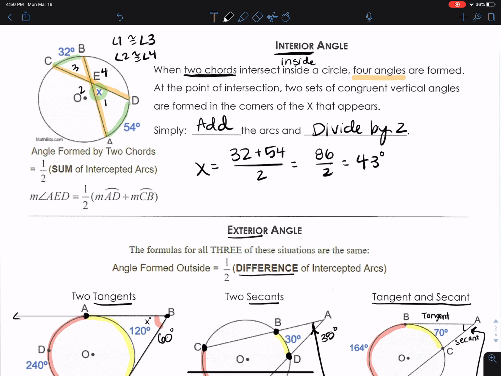So make sure that you practice and you know what you're doing, and then you can take the quiz. And that's what we'll do for our lesson today.